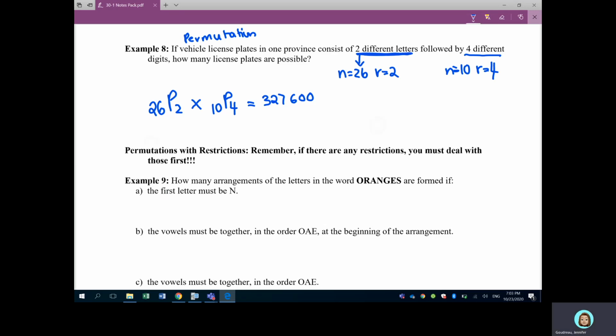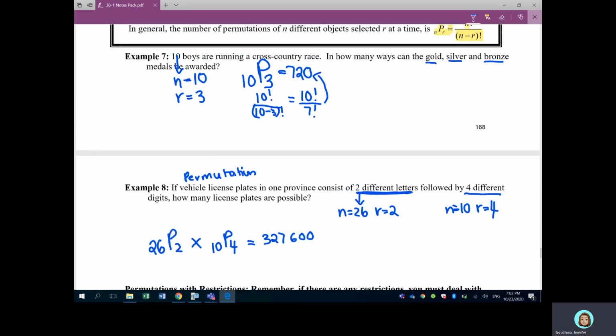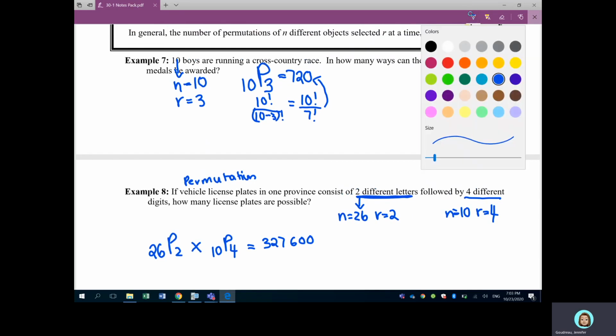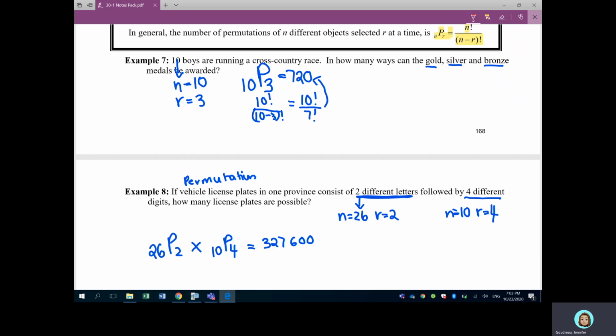Now I do want to go back and do example 7 and example 8 a second way, just to show you that some of these permutation questions have multiple strategies for solutions. So we did decide in example 7 that it was a permutation and that we were arranging these boys 3 at a time. We could also do this with more of a fundamental counting principle strategy in mind. We have gold, silver, and bronze. So there are 3 stages or 3 decisions we need to make.